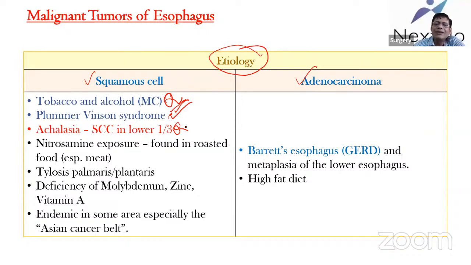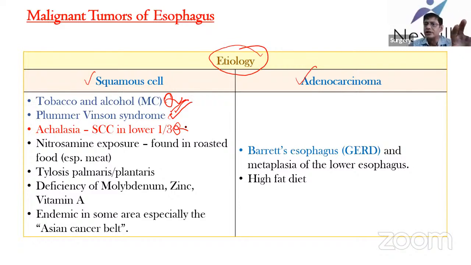And it is endemic in some area, especially the Asian cancer belt, which starts from, you can say, the greater and the lesser Caucasian area, that is the area around Azerbaijan, and from Azerbaijan going up through Kazakhstan, passing through Mongolia and the upper part of China, Tibet and all that. This is known as the Asian cancer belt.